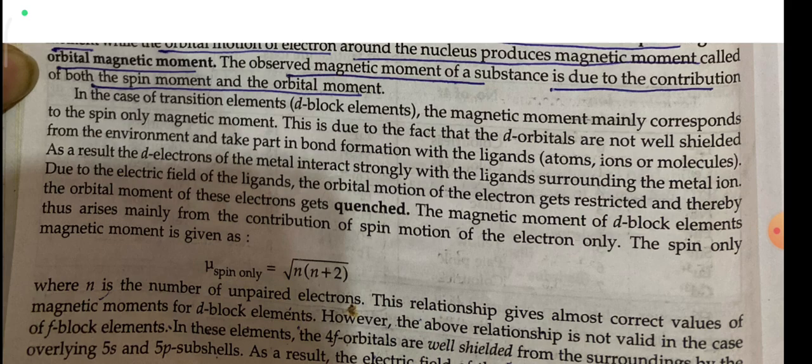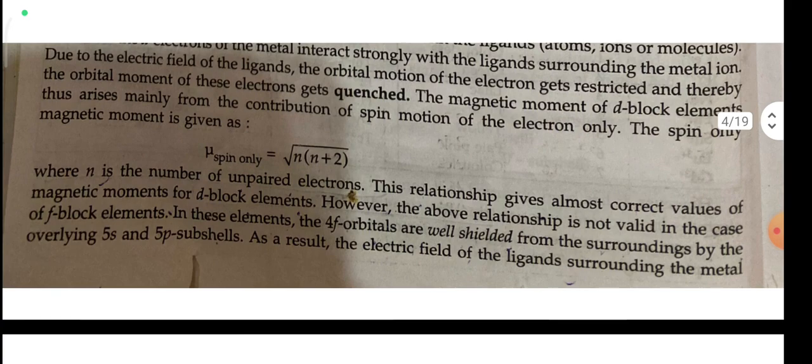This is due to the fact that the d orbitals are not well shielded from the environment and take part in bond formation with the ligands. As a result, the d electrons of the metal interact strongly with the ligands surrounding the metal ion, and due to the electric fields of the ligands, the orbital motion of the electron gets restricted, and thereby the orbital movement of the electron gets quenched. The magnetic moment of d block elements thus arises mainly from the contribution of spin motion of the electron only.